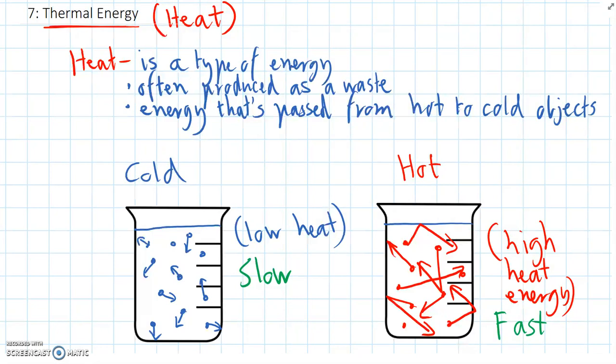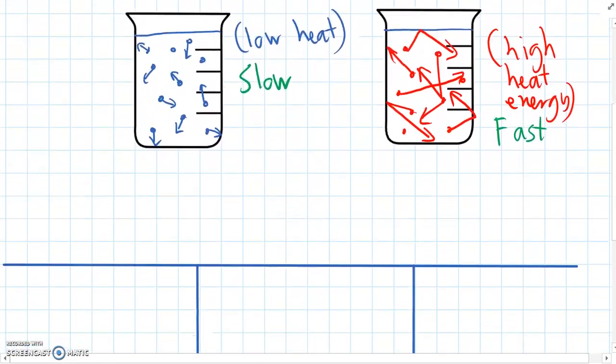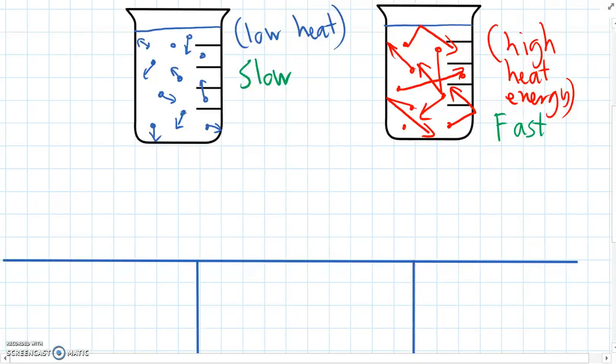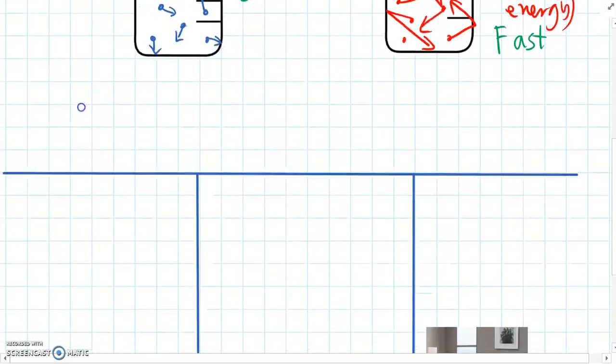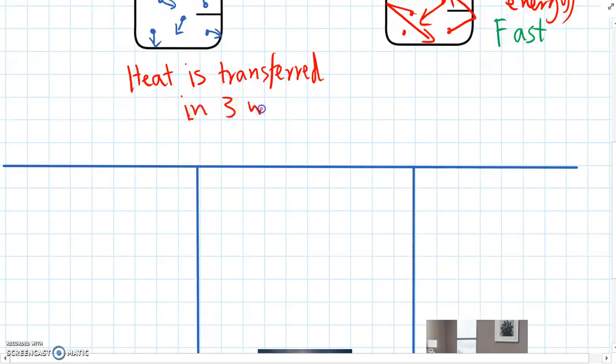But most importantly, heat is about energy that's been passed or transferred. So we're going to look at the three main ways that heat can transfer from one material to another. Because heat can be transferred three different ways.